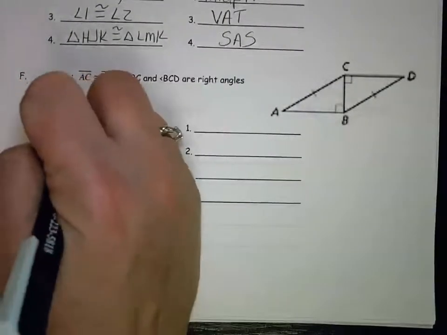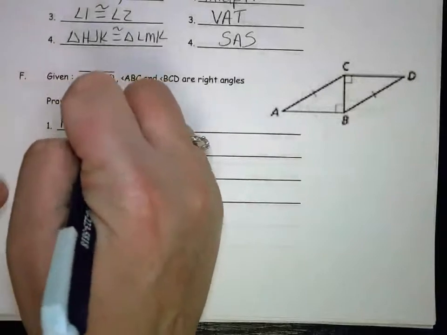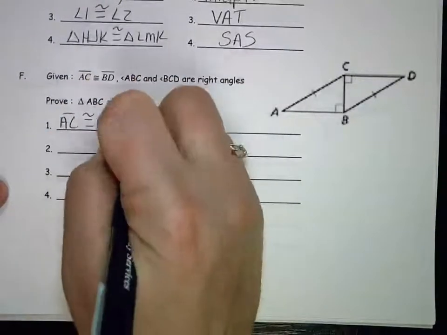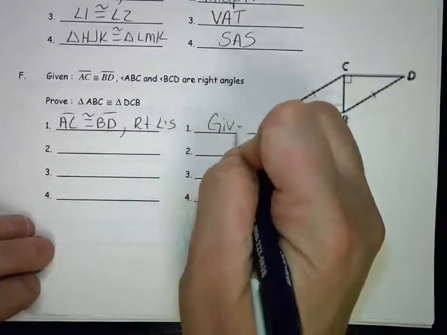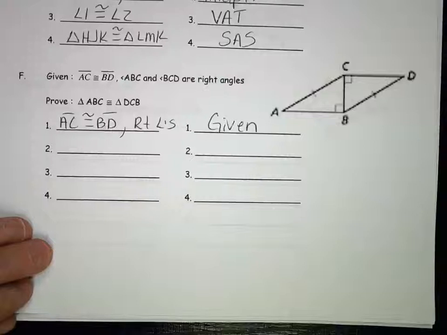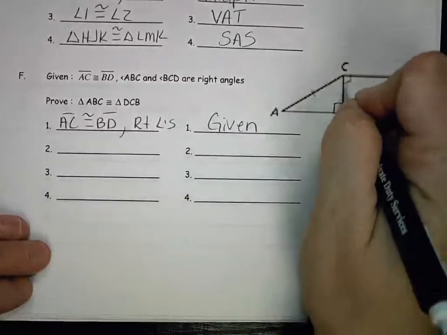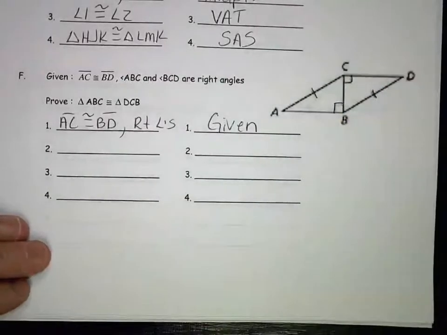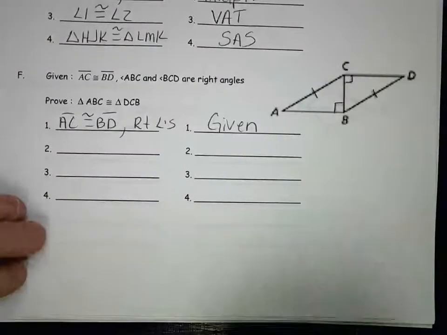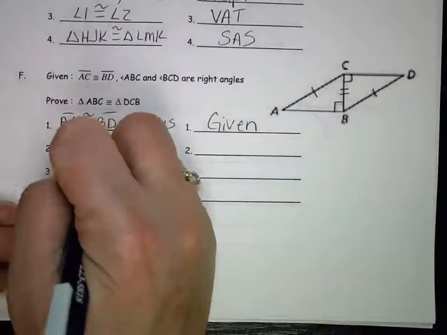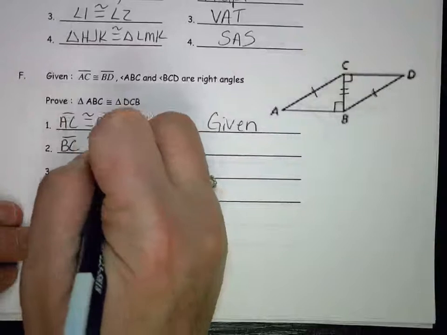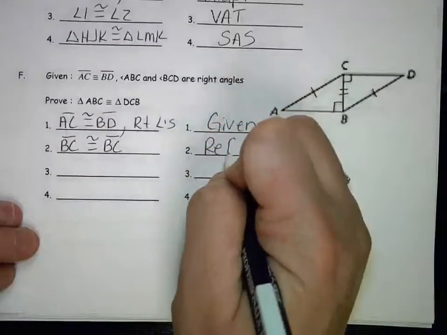Proof number F, we are given AC is congruent to BD, and then we have two right angles as our given. So here's some right angles, and those two are equal. Really not a lot we can work with in our given. We can say that those two are equal. BC is congruent to BC by the reflexive property.